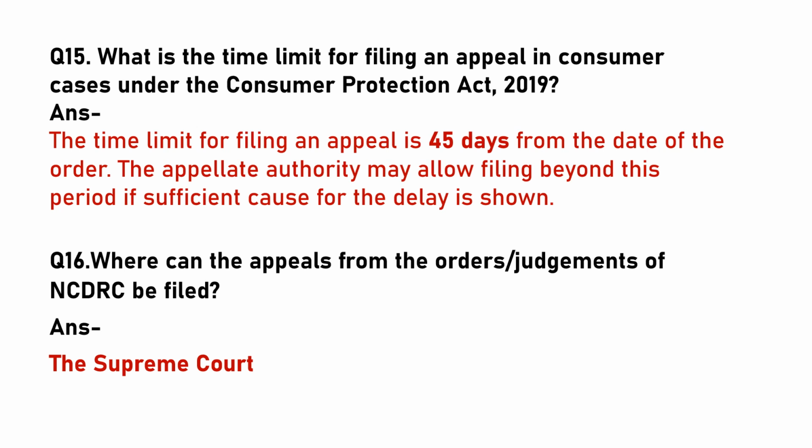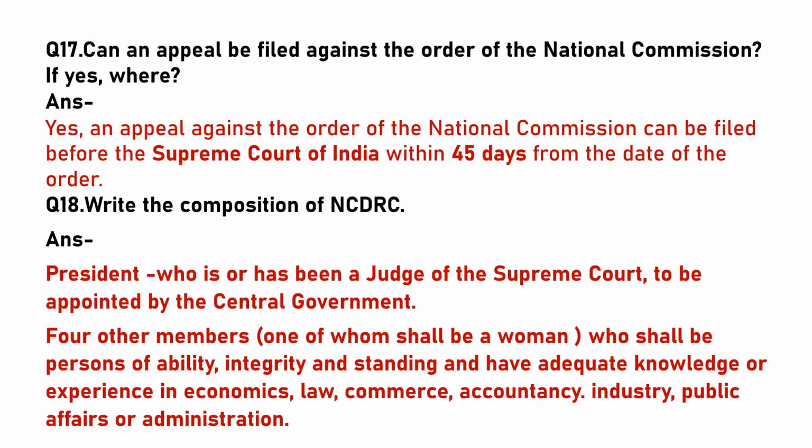Where can the appeals from the orders or judgments of NCDRC be filed? Means the National Commission orders and judgments. Then it is the Supreme Court where the appeal can be filed for the orders or judgments from the National Commission. Can an appeal be filed against the order of the National Commission? If yes, then where? Yes, an appeal against the order of the National Commission can be filed before the Supreme Court of India within 45 days from the date of the order.